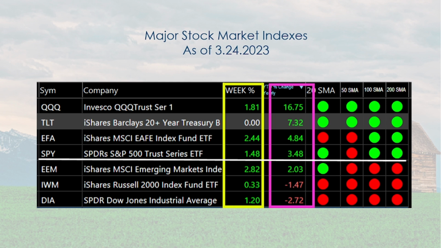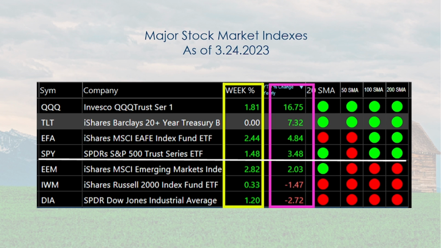And then to the right of that, we have the dots. These show where the indexes are relative to their 20, 50, 100, and 200-day moving averages. If an index is above that moving average, it is a green dot. If it is below those moving averages, it is a red dot. So you can see it's a mixed bag. Generally, this last week was positive, more positive than negative. But there are parts that are negative, so we'll cover both.